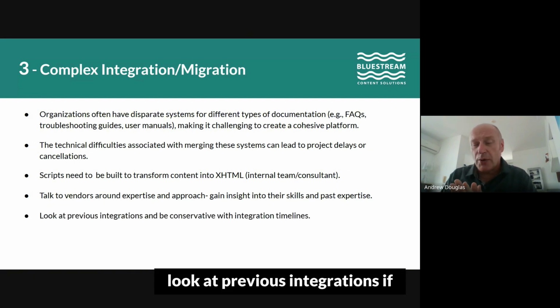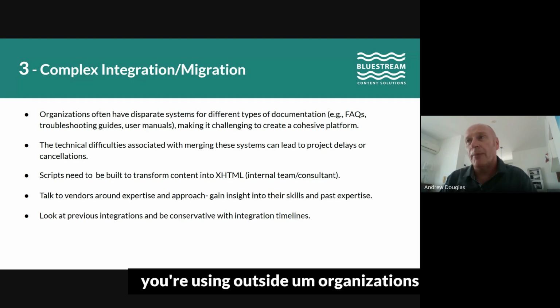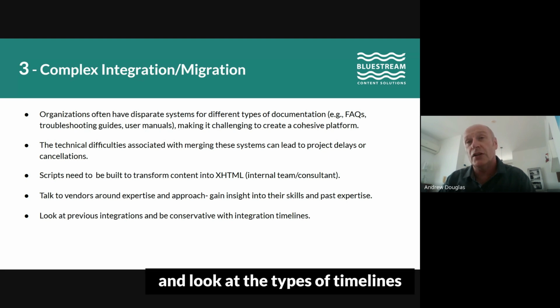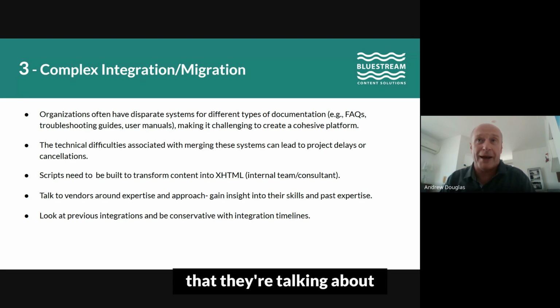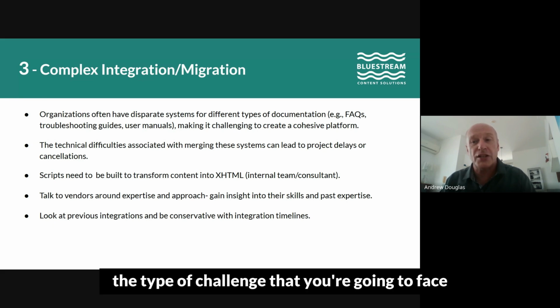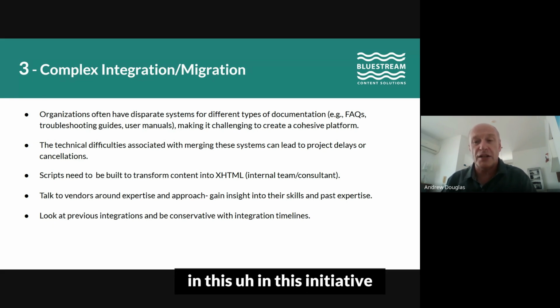Look at previous integrations if you're using outside organizations. Look at how they've delivered, look at the types of complexity they've delivered, and look at the types of timelines that they're talking about with this. That will really help you to communicate the type of challenge that you're going to face in this initiative.